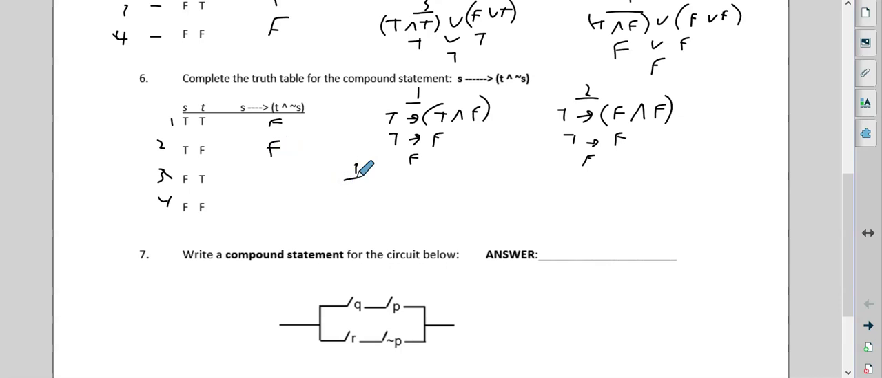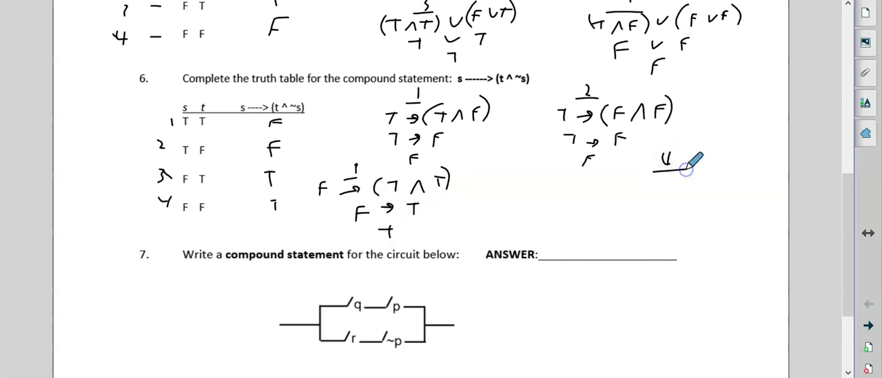Situation 3, F and T. So we have if false, then, and now remember, we already know right now that these have to be true because we're starting with false. And the only way to get a false on an if-then statement is situations 1 and 2, T, then false. So we know this is going to be true, but we still need to show the work. So T is true, and not F, which is true. So that's F, then T, which ends up being true.